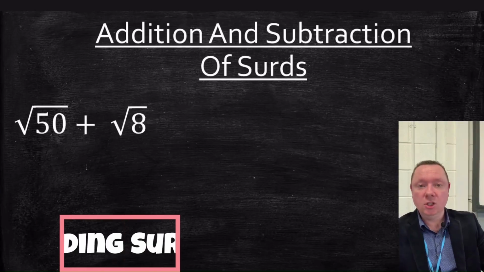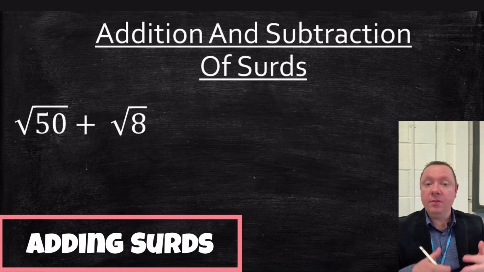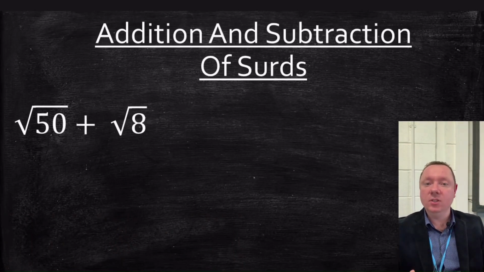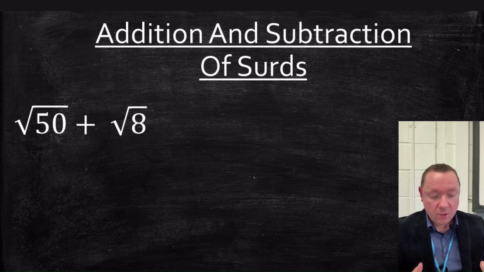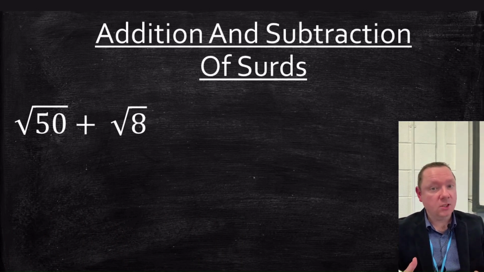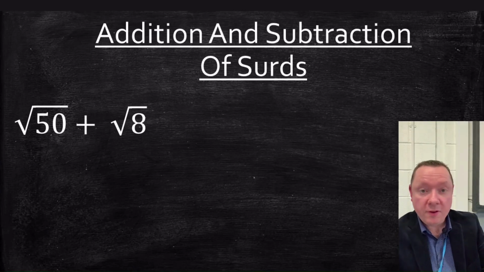Adding and subtracting surds. You can only add and subtract surds if the number under the square root is exactly the same, otherwise you can't add them. But you can sometimes simplify a surd to make it look the same, or both surds. So let's have a look at this example. Root 50 plus root 8.